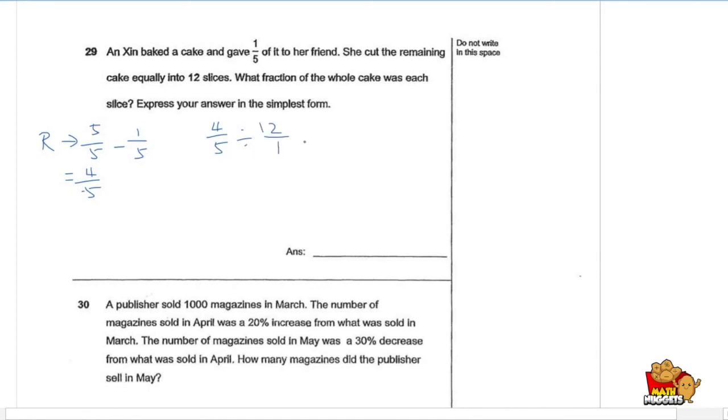So remember, when you do division of fractions, you will do KCF, which is keep, change, and flip. So I will keep the first fraction, I will change the divide to times, and I will flip the second fraction top down, which now becomes 1 out of 12. Then you just need to do your cross cancellation, and you're left with 1 out of 15.